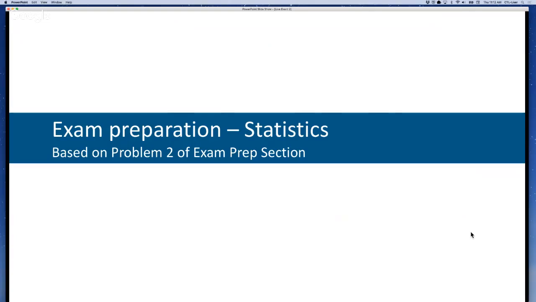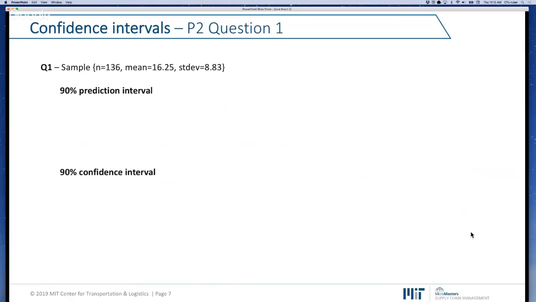So let's start with it. On question 1 of the problem, they give us one sample with an n of 136, a certain mean and a certain standard deviation. And they ask us to create a 90% prediction interval and a 90% confidence interval.